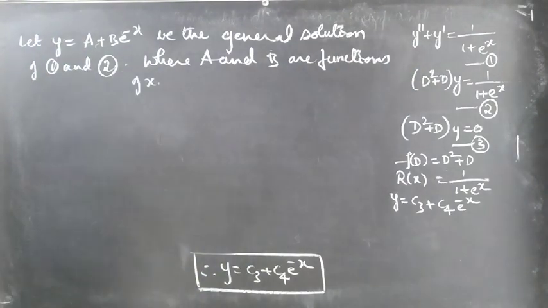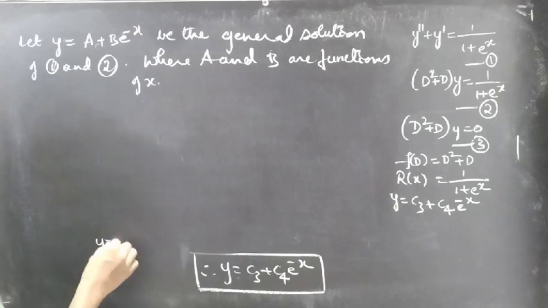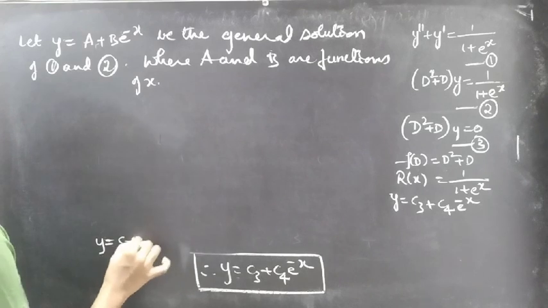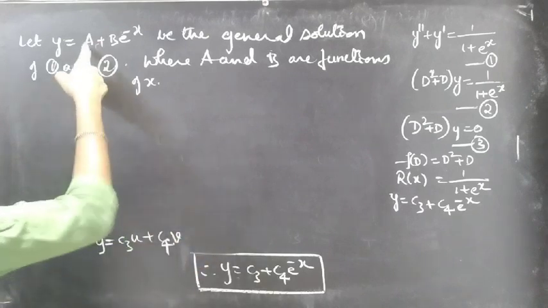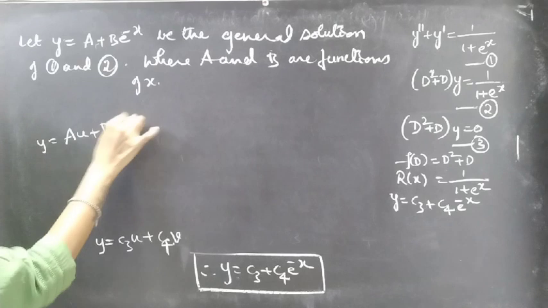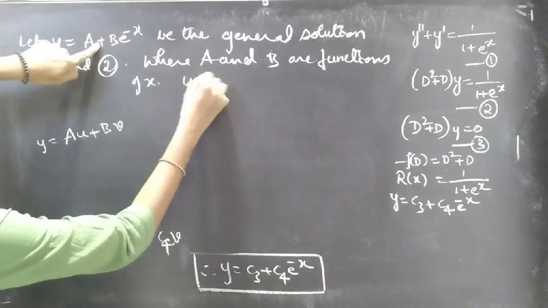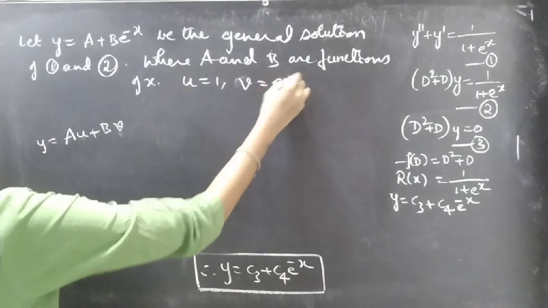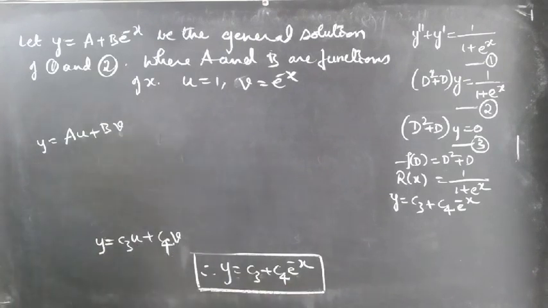Now we can compare the solution of the homogeneous equation, y equal to C3 into u plus C4 into v, with y equal to au plus bv. From this we'll get u and v, where u is 1 and v is e power minus x. See, here also you'll get u equal to 1 and v equal to e power minus x.